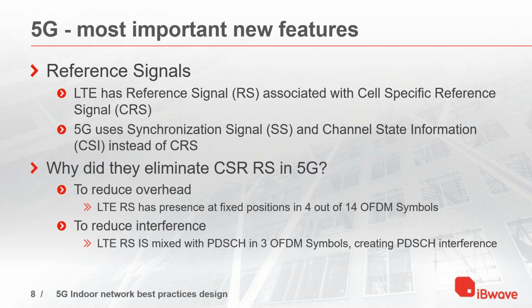The reference signals are not the only overhead signals, but they're the ones that were targeted to be removed and replaced in this revision of 3GPP. The second one is to reduce interference.